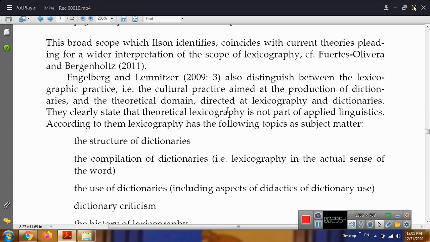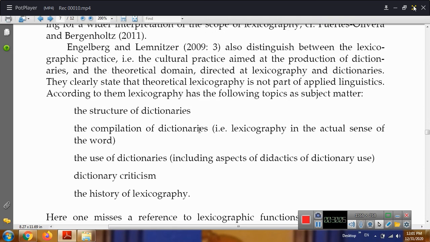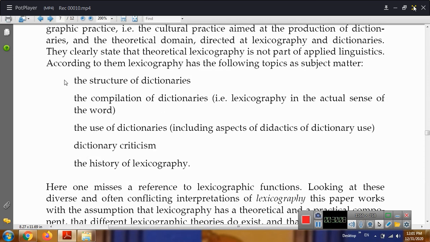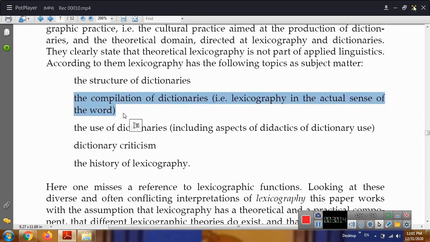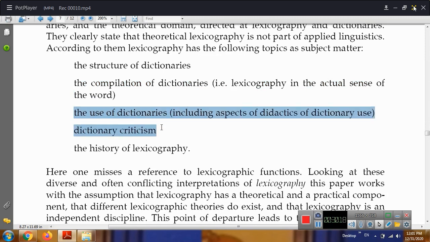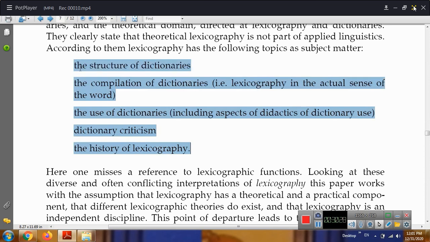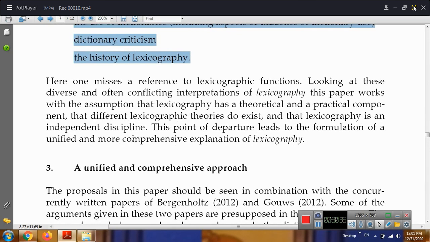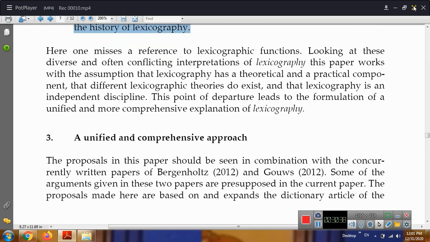They clearly state that theoretical lexicography is not part of applied linguistics. According to them, lexicography has the following topics as subject matter: the structure of dictionaries, the compilation of dictionaries, lexicography in the actual sense of the word, the use of dictionaries, including aspects of the didactics of dictionary use, dictionary criticism, and the history of lexicography. You can see some topics or subject matter connecting to lexicography, where here again one misses a reference to lexicographic functions.